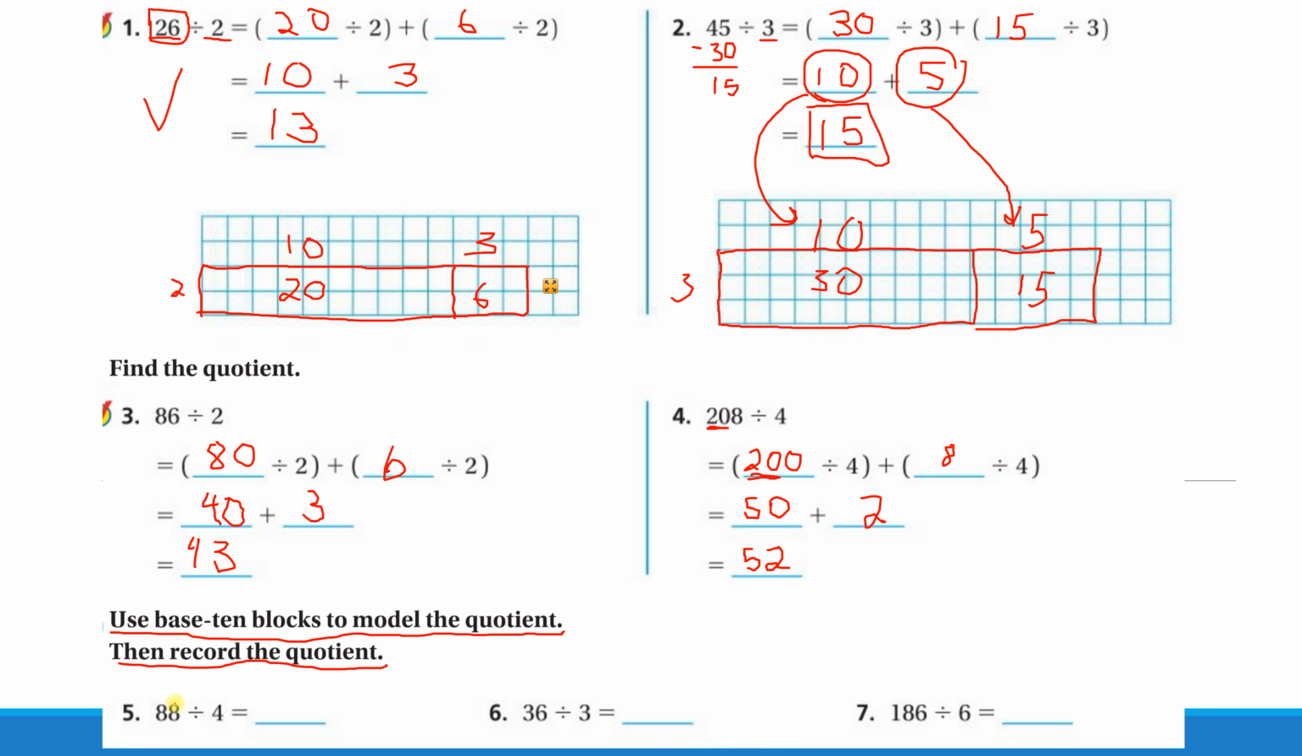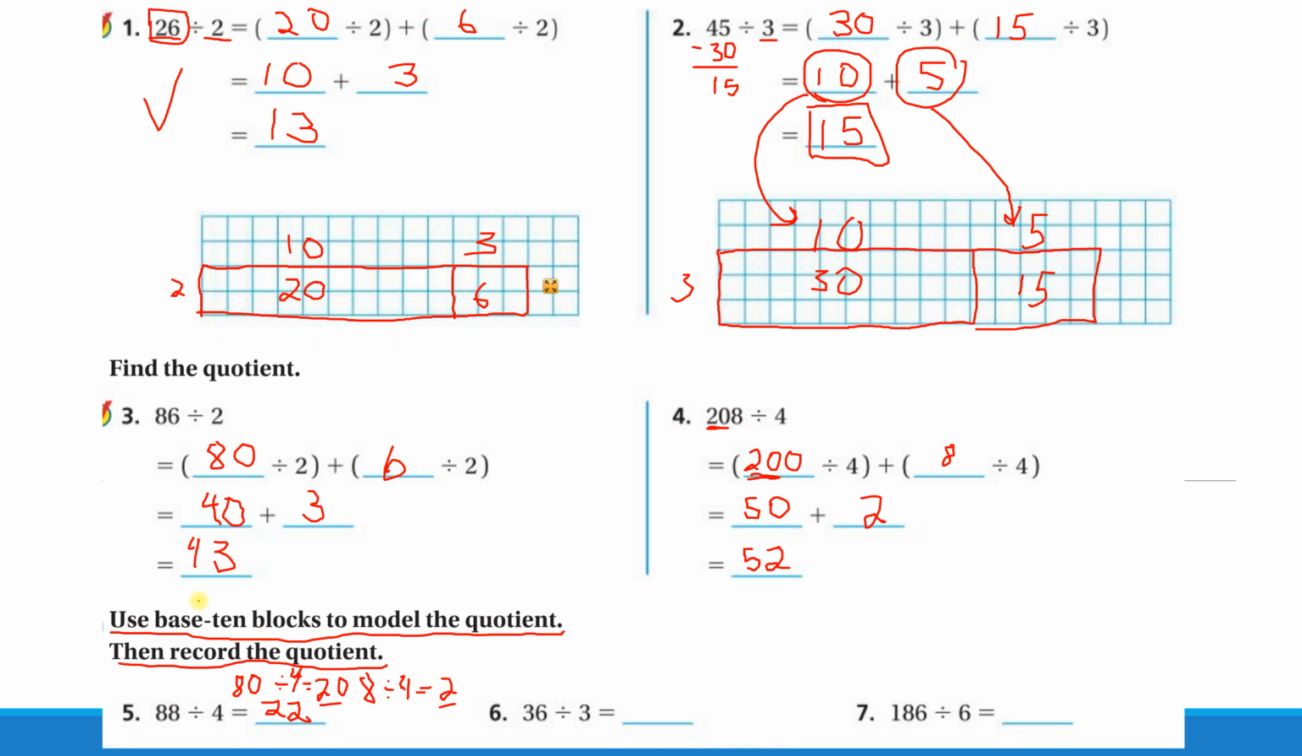But again, I'm going to break this into 80 and 8 and divide them both by 4. Oh, that's an ugly 4, sorry. Divided by 4. 8 goes into 4 twice. I ignored the 0, so that's part of my quotient here. And then 8 divided by 4 is 2 still. That's part of my quotient, so I add my 2 partial quotients, 20 plus 2, and I get 22.